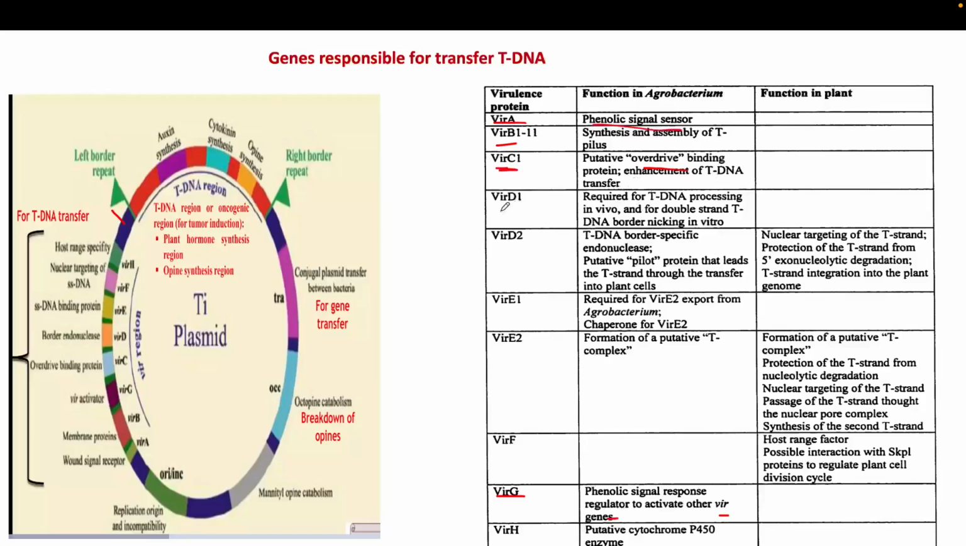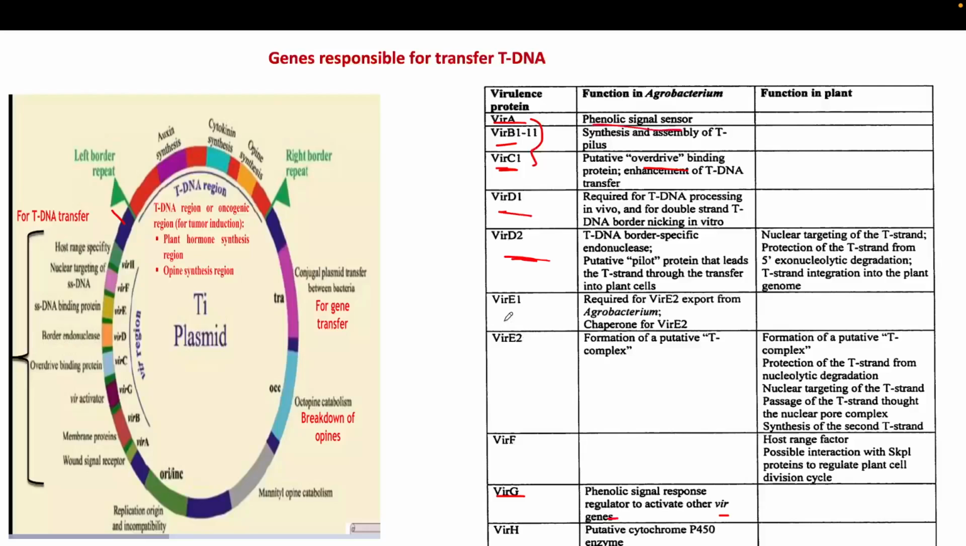Then you have vir D1. vir D1 is required for T-DNA processing in vivo and for double-strand T-DNA border nicking in vitro. D1 and D2 participate in converting double-strand T-DNA into single-strand T-DNA. After conversion, D1 is removed and only D2 remains attached to the single-strand T-DNA. This is also two in number. So these three genes, A, G and C, have one each. D has two, and E also has two.